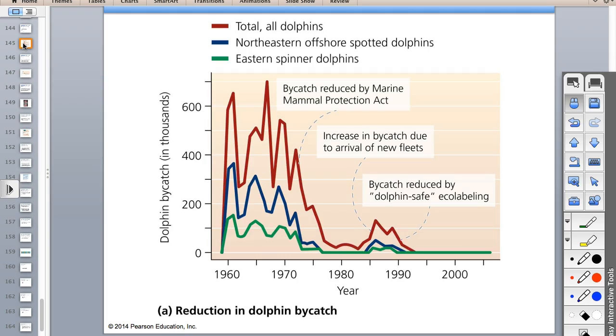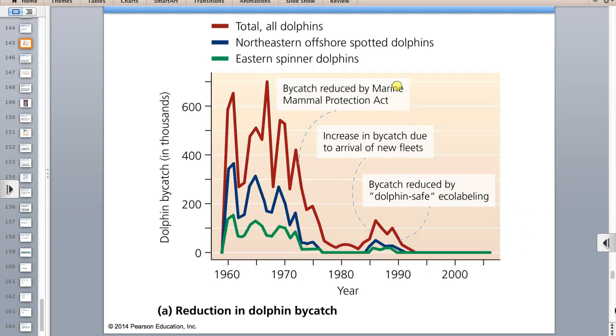So anyway, what ended up happening here, this was dolphin bycatch. And dolphin bycatch was really common with tuna fishing. They would try to catch a school of tuna, and the dolphin would get caught in the net and it would suffocate. And so there are dolphin safe nets. And here is the Marine Mammal Protection Act. The Marine Mammal Protection Act was the reason why dolphin safe tuna became a thing.